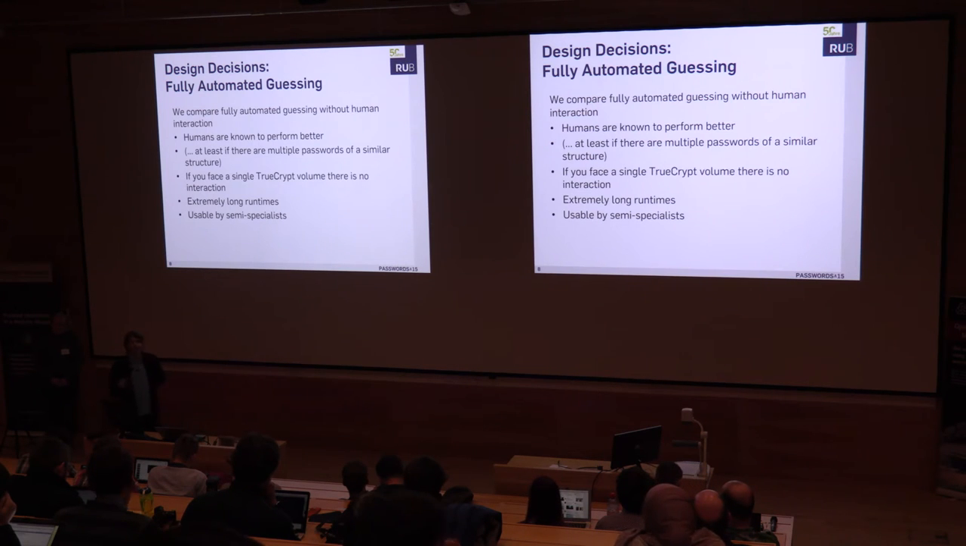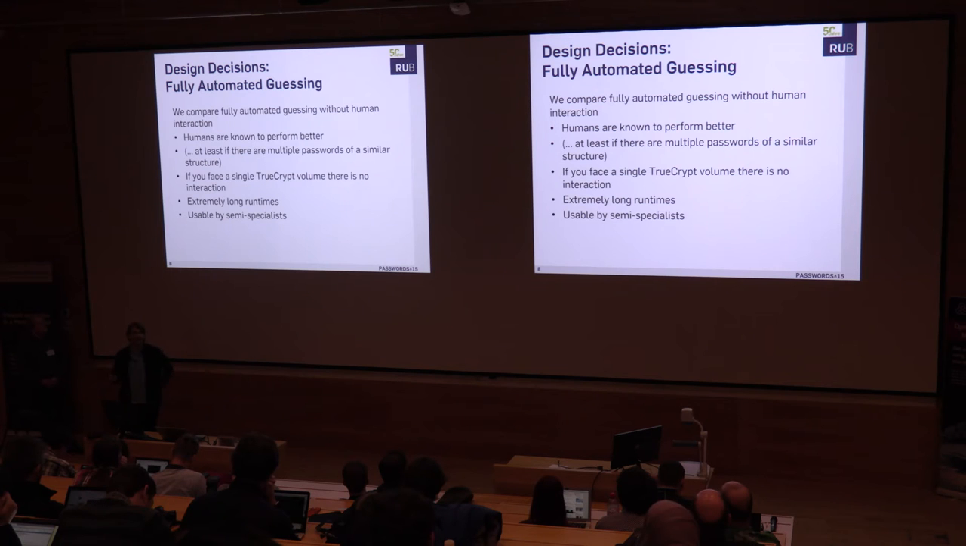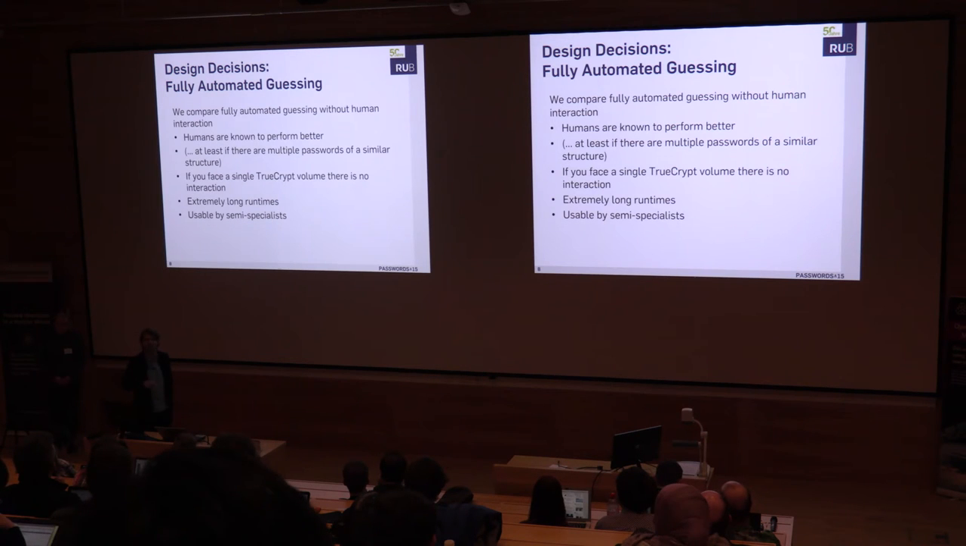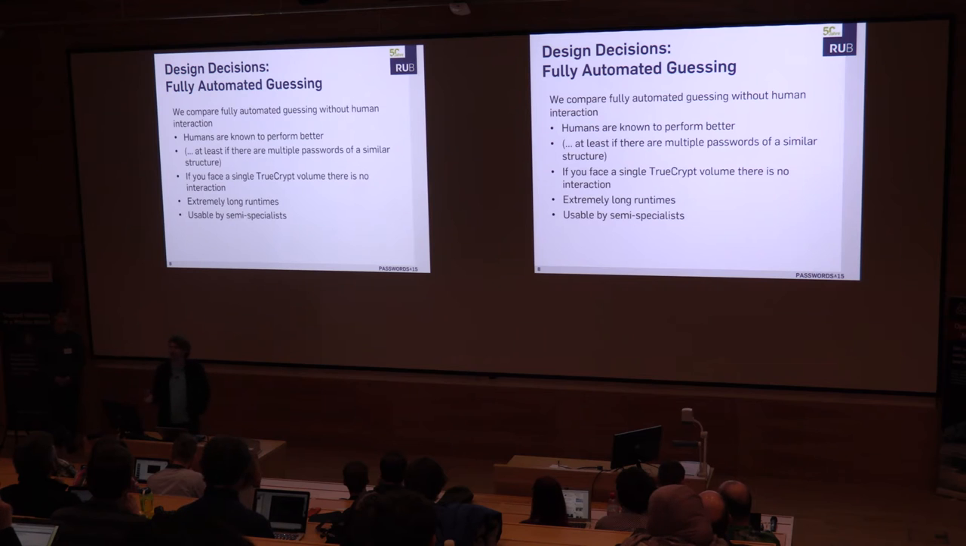However, first of all, it's really hard to measure that in an automatic framework for the obvious reasons. Also, what they really required is that you are cracking a number of passwords that follow a somewhat similar structure. Only then can a human detect the structure and adapt the rules or the guessing process. For example, if you're facing a single TrueCrypt volume, then there's not much feedback that you can use because you will never get a hit until you have a hit and then you're done anyway. So this should serve as a motivation why fully automated attacks are interesting and are worth comparing.